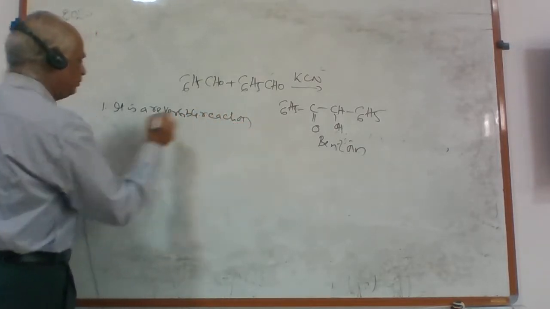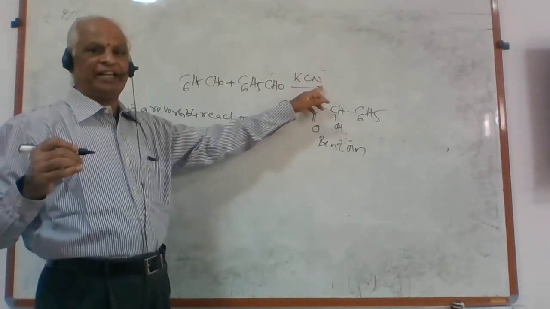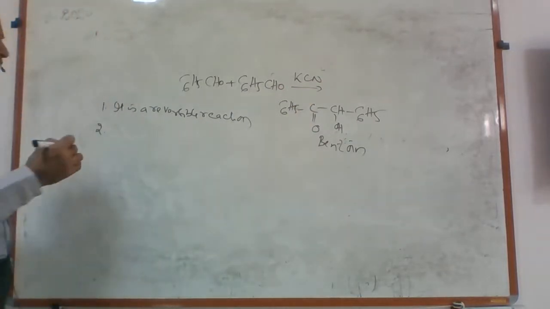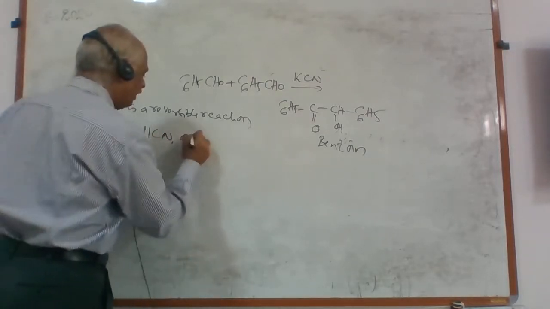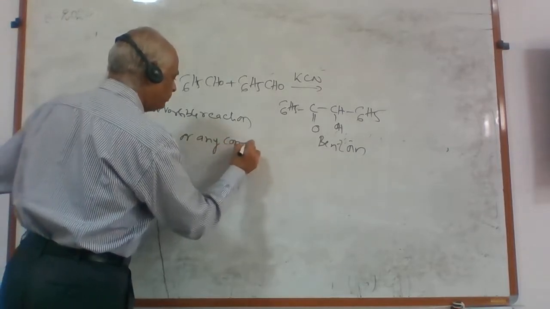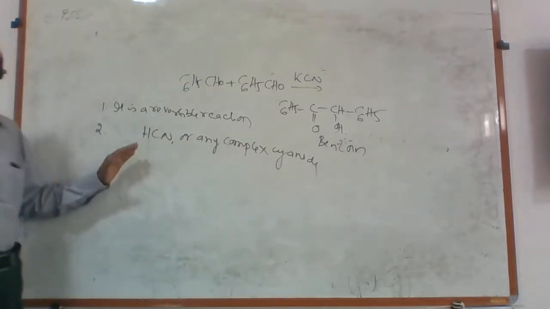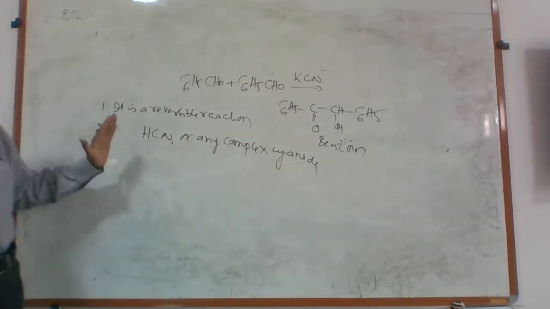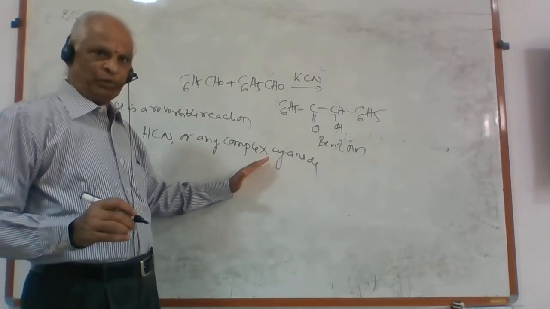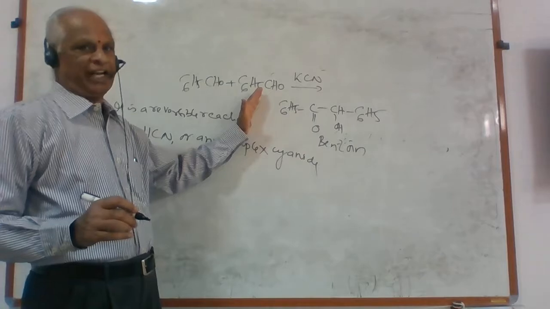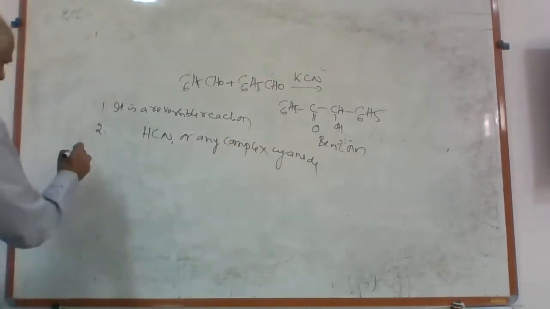So what are the different facts in this reaction? Number one, it is a reversible reaction. Number two, already I told you that this reaction takes place in presence of potassium cyanide. Therefore, if you treat with hydrogen cyanide or any complex cyanide, this reaction does not take place. That means either hydrogen cyanide or any complex cyanide does not promote your benzoin condensation reaction. Alkali cyanide means either potassium cyanide or sodium cyanide you take.